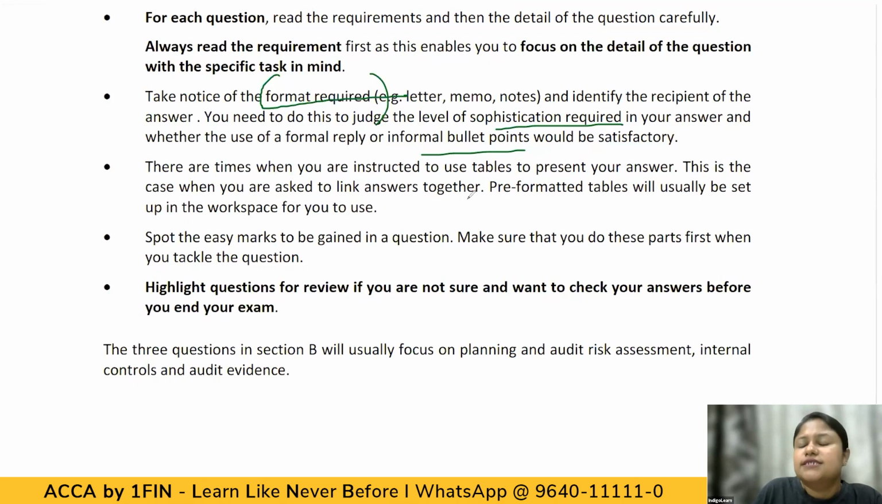Okay, then. Sometimes the question will be based on a tabulated format. For example, when they ask you to find out the audit risk and how the auditor would deal with the risk, usually the audit risk will be one column and the approach or response of the auditor will be another column. Usually you will have pre-printed formatted tables. So you simply have to use them and populate the answer.